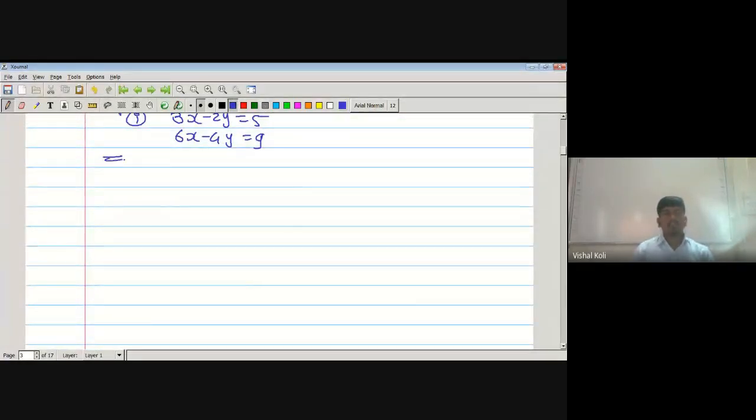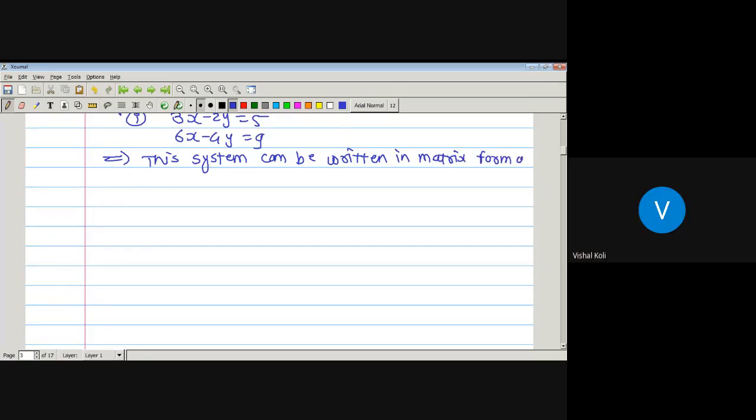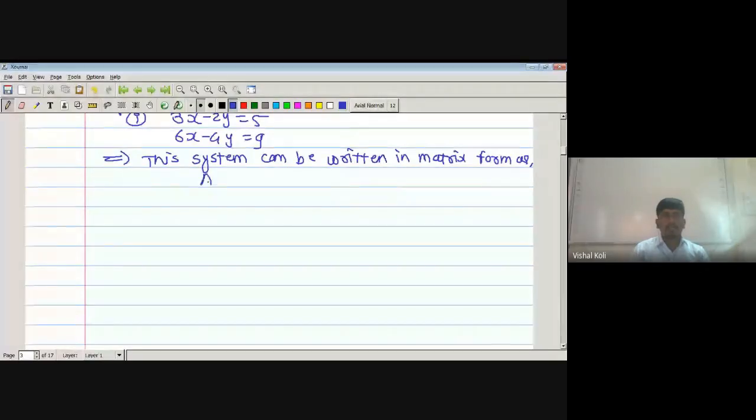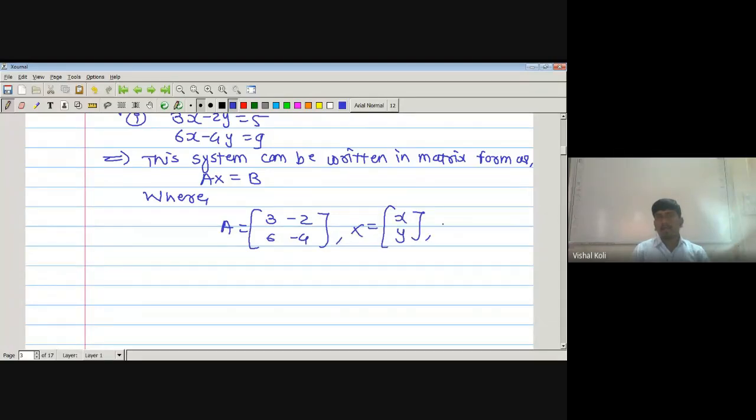Now see its solution. This system can be written in matrix form as Ax equal to B, where A is 3 minus 2, 6 minus 4, x is x and y, and B equal to 5, 9.